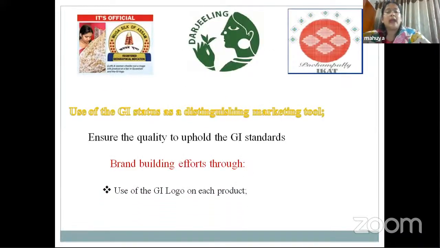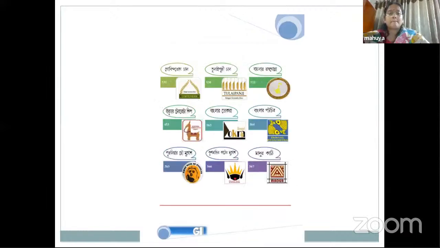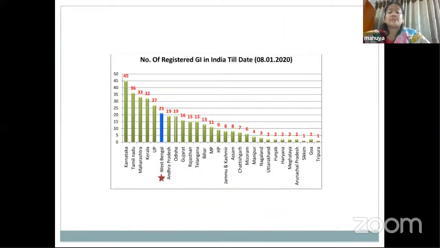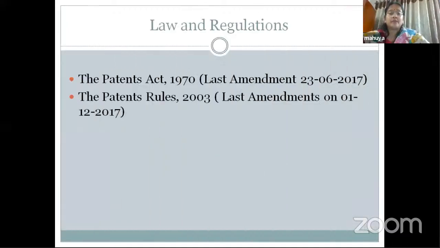I'm here giving the brand building through GI. Like Darjeeling tea, you can easily see this logo and you can understand this logo is very important for understanding the Darjeeling tea. West Bengal is sixth in position for filing GI all over India.